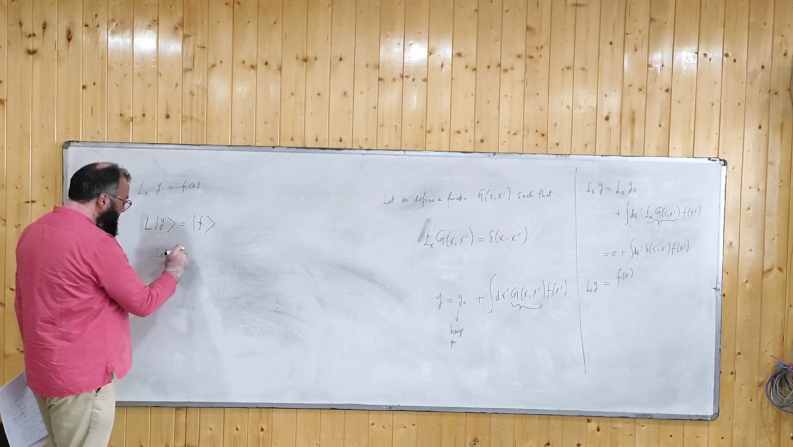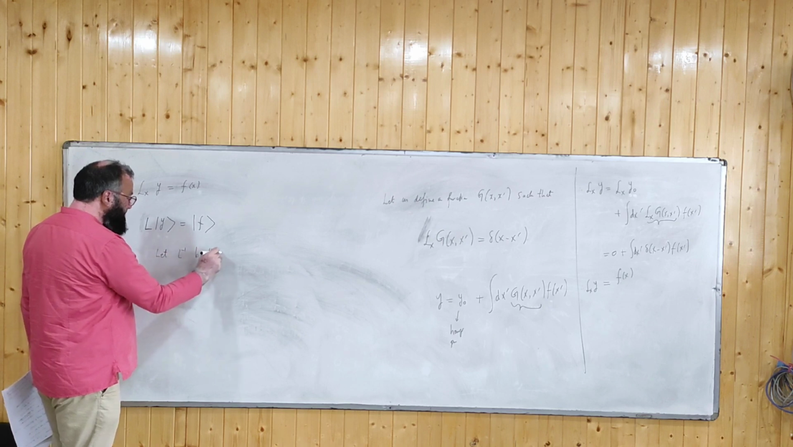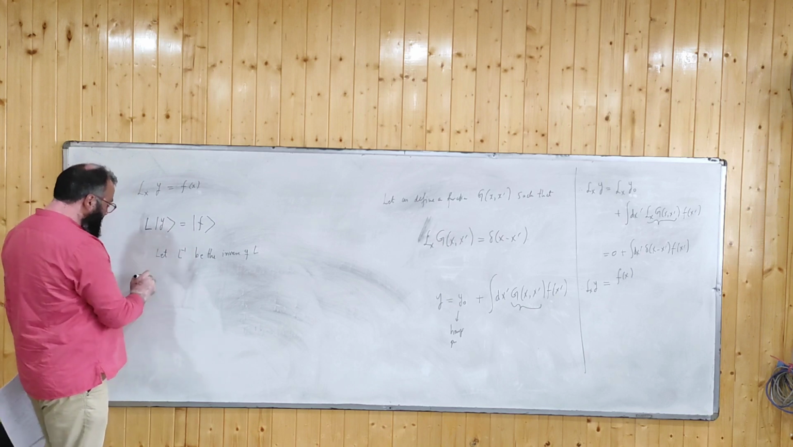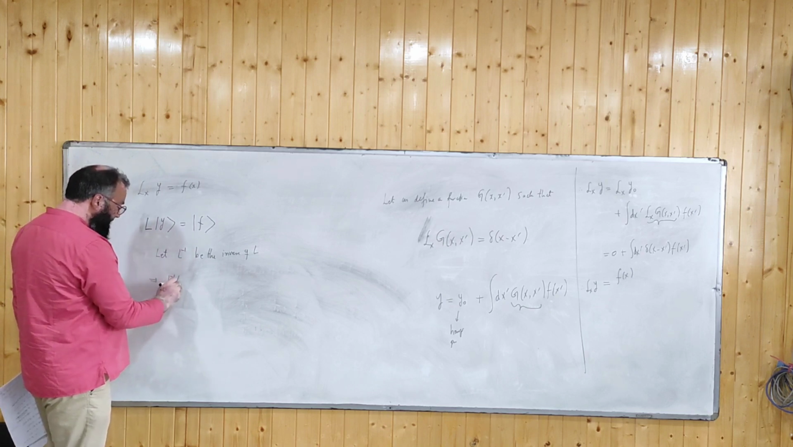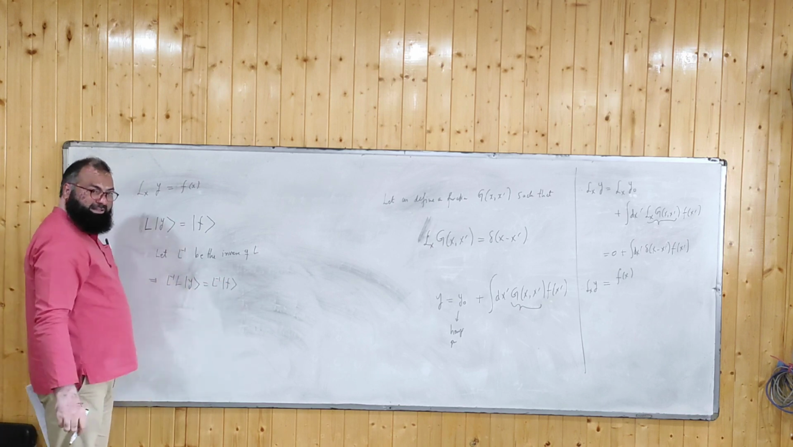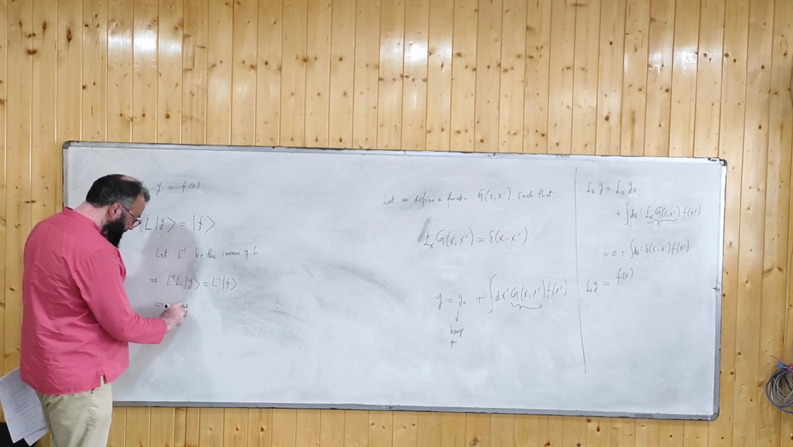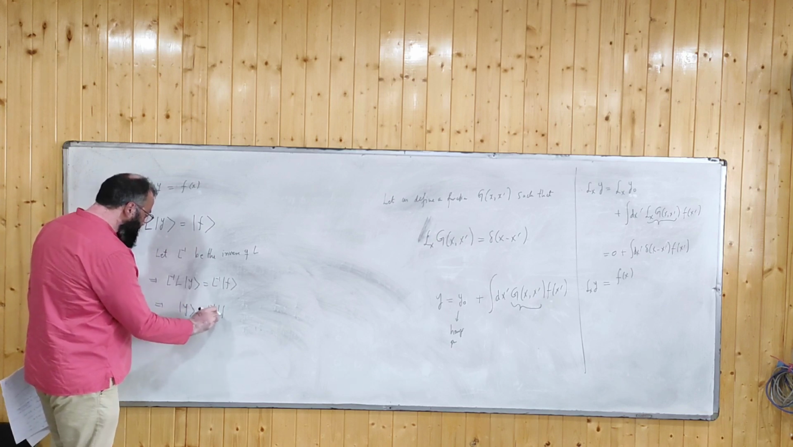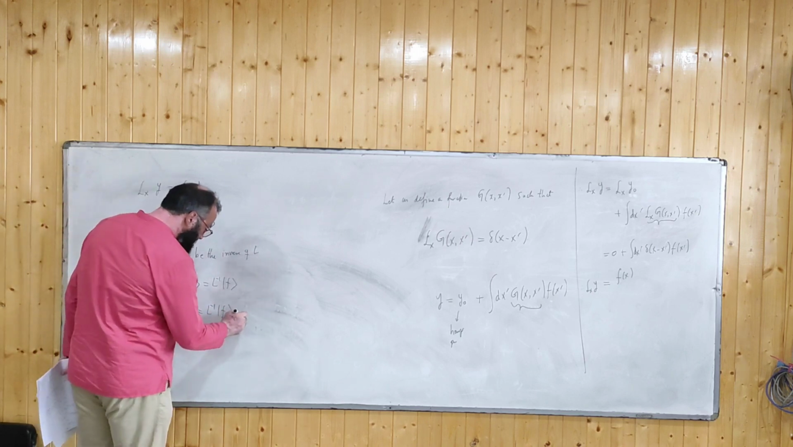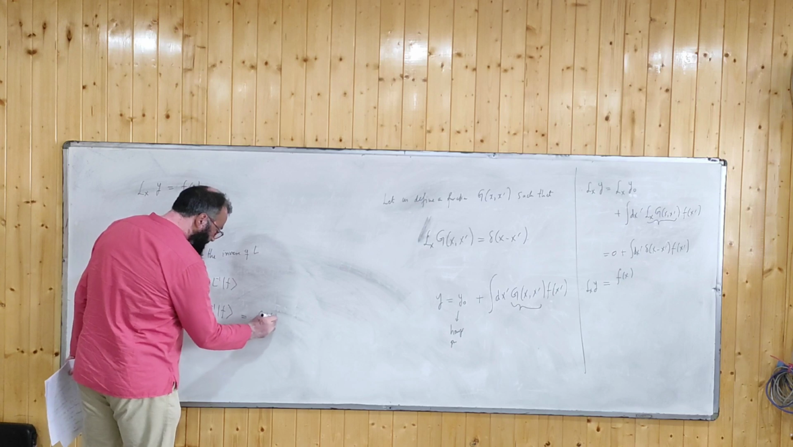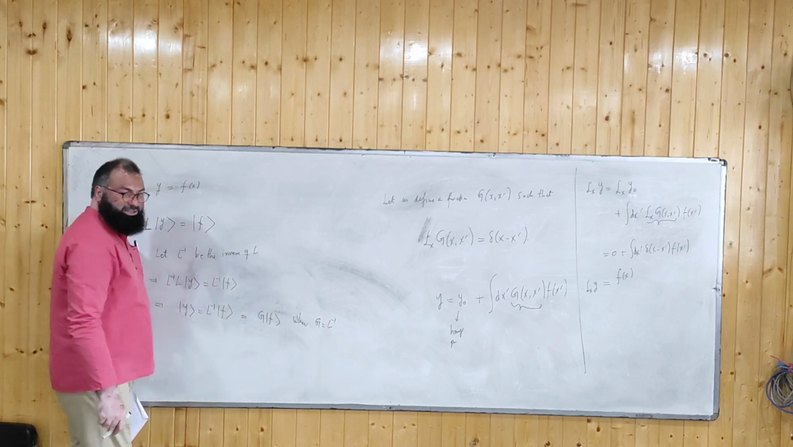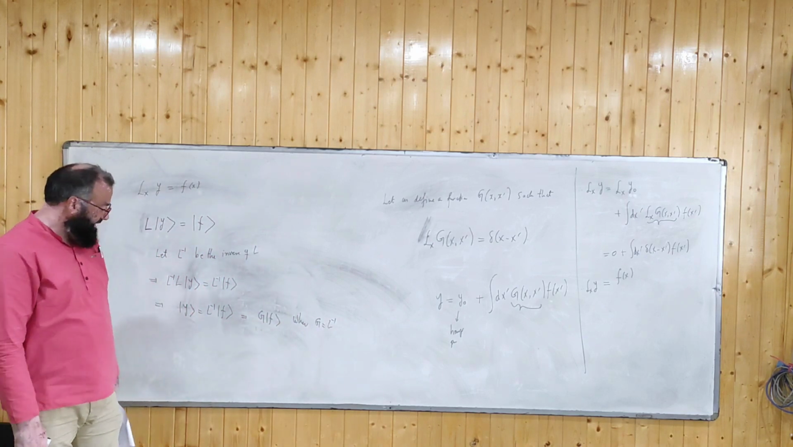Let L inverse be the inverse of L. Clear? So therefore you can write L inverse L acting on y is equal to L inverse f. Clear? So what you got? Y is equal to L inverse f. Got it? So let's write this L inverse as G, where G is equal to L inverse. That means G into L is equal to identity. Clear? Okay.